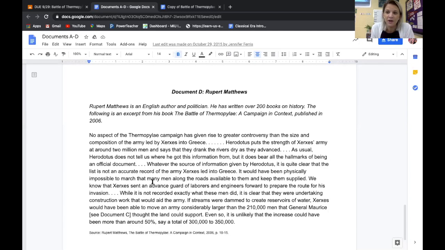The last document is another secondary source written by another historian. This was written in 2006, really around the time that the movie 300 came out, because that is when there was a renewed interest in studying this particular event. So see what the secondary sources have to say compared to the sources that were made closer to that time.